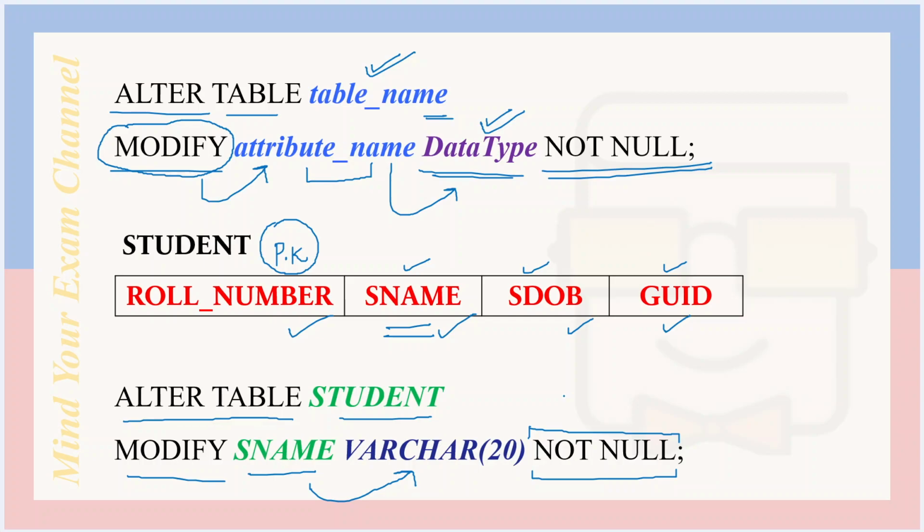So the concept that we have seen in today's video is that if an attribute which is not the primary key can store null values, and we want to change this, then we can use the alter keyword along with the modify keyword to specify this particular change.